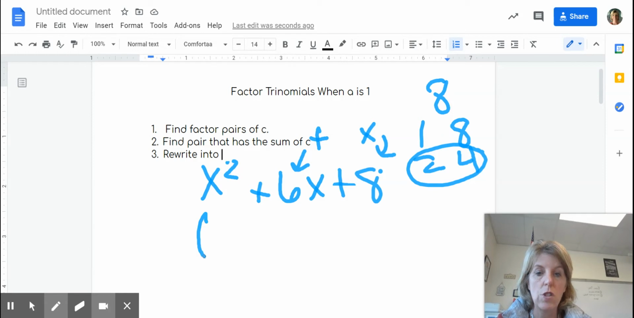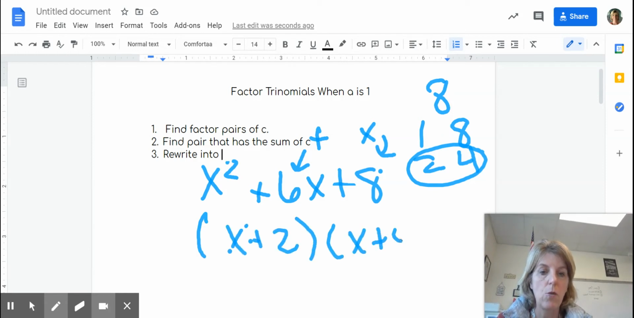Okay? So you just take that x and 2, and just plug them in. So it gives me x plus 4. Just plug them in, and that's it. You're done. And then we could check our work by double distributing.